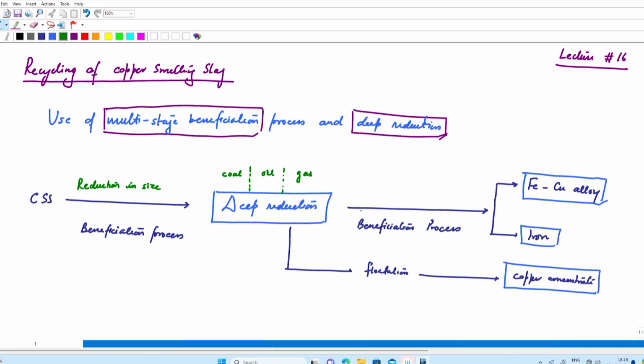So we can have grinding and magnetic separation. So we can also have supplementary processes. Of course, this part of beneficiation was before we went into deep reduction. This is the post process requirement.